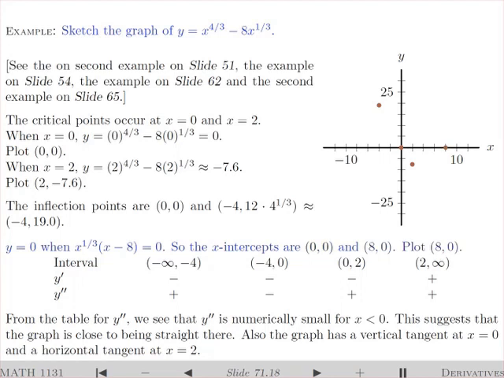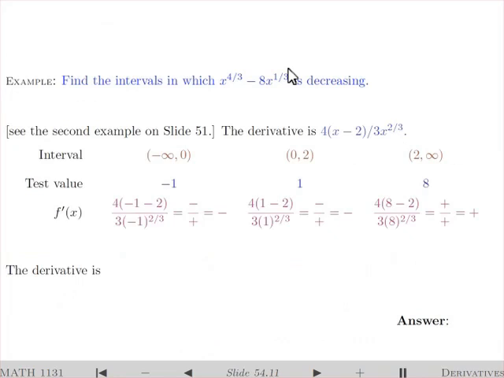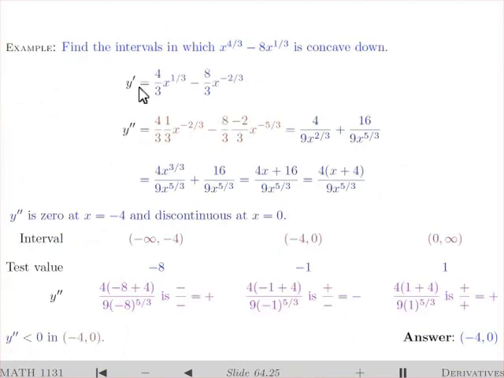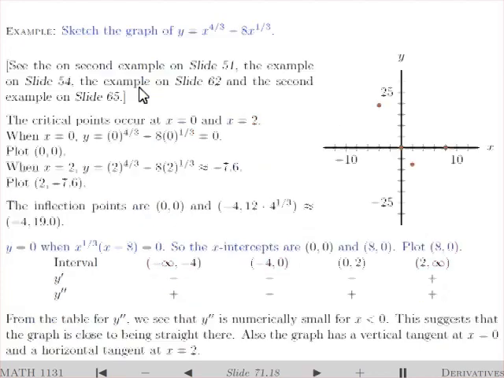Now we have to connect these by appropriately shaped segments. So let's go back and look at the sign charts of y prime. Y prime is negative from negative infinity to 2, positive from 2 to infinity. Y double prime is positive from negative infinity to -4, and 0 to infinity, and negative in between, that is to say -4 to 0.